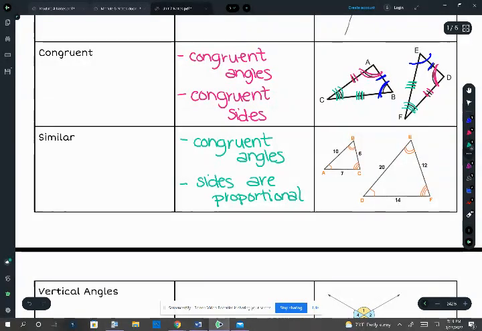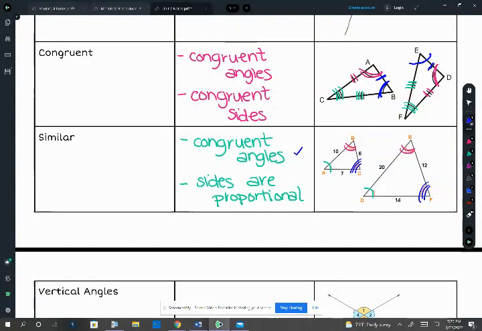So now when we look at similar, notice that it's stated a little bit different. Angle A is congruent to angle D, angle B is congruent to angle E, and angle C is congruent to angle F. So that's where we talk about our congruent angles. So our angles are congruent, and then we look at our sides, and our sides are proportional.